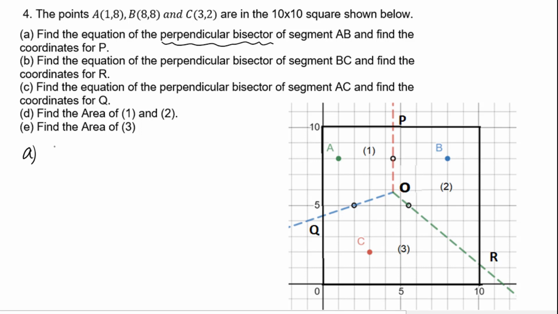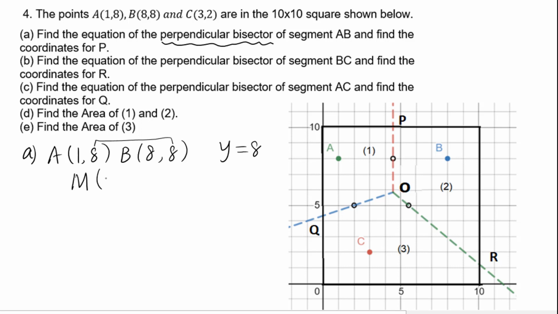So for A, that's (1, 8). B is (8, 8). Since the y-intercept is the same, you could say this is a parallel line. It's y equals 8. Therefore, the midpoint, let's label as (x, y).